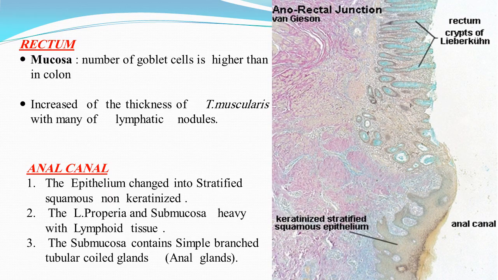The histology of the rectum shows the mucosa has a number of goblet cells which is higher than in the colon and an increase in the thickness of the tunica muscularis with many lymphatic nodules, while the anal canal has the epithelium changed into stratified squamous non-keratinized epithelium. The lamina propria and submucosa are heavy with lymphoid tissue. The submucosa contains simple branched tubular coiled glands, the anal glands.